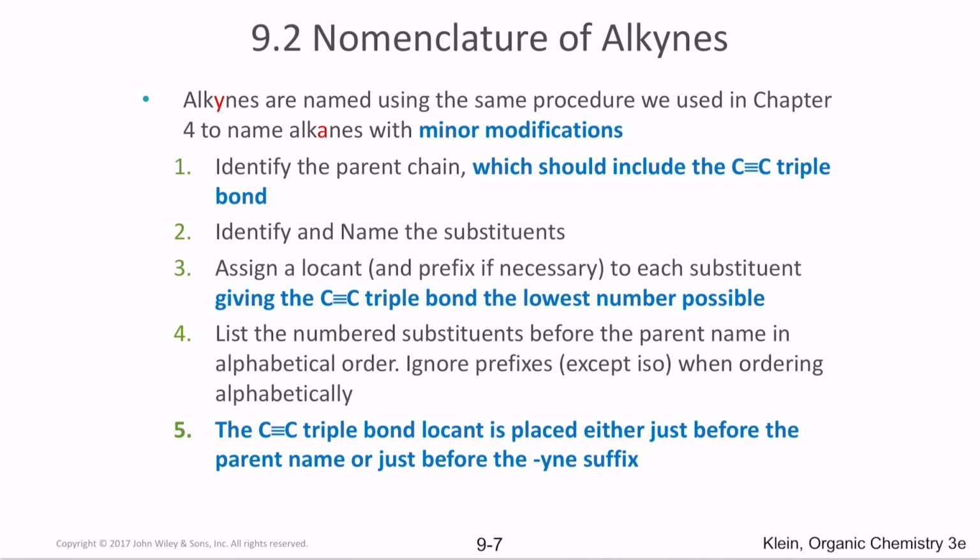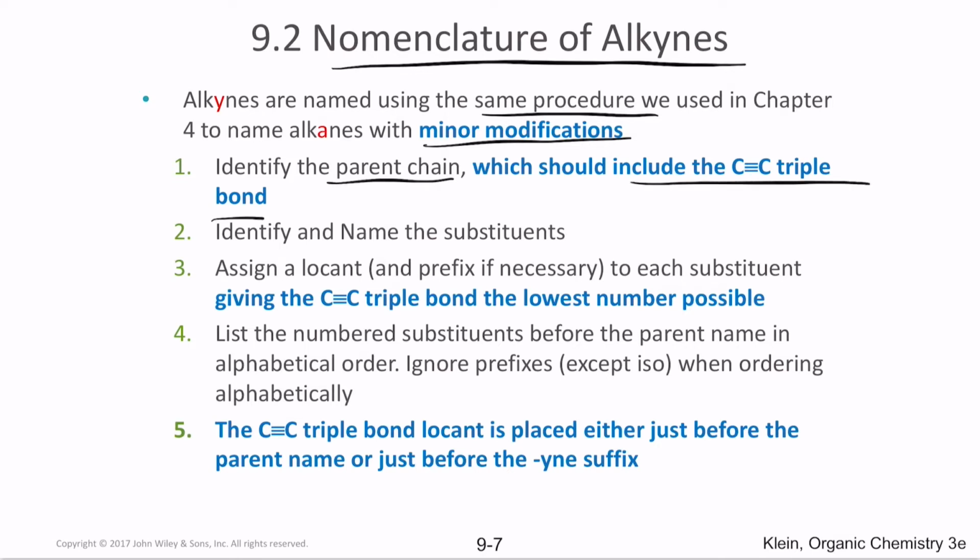So let's discuss the nomenclature of alkynes and how to name them. Alkynes are named using the same procedure that we used for alkanes with minor modifications. What are the modifications? First, we identify the parent chain, and remember that it should always include the triple bond. Second, identify and name the substituents. Third, assign a locant, the number, to each, giving the triple bonded carbon the lowest number possible.